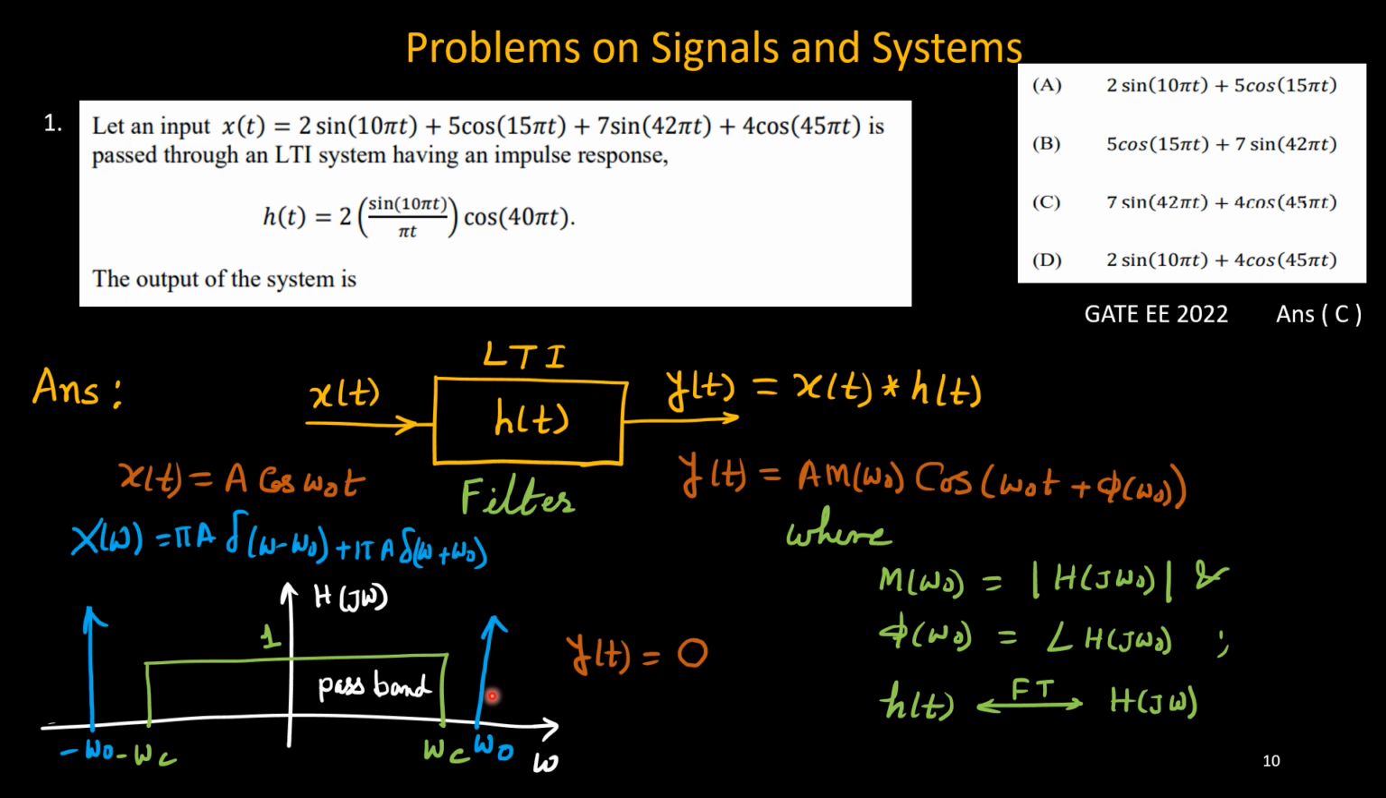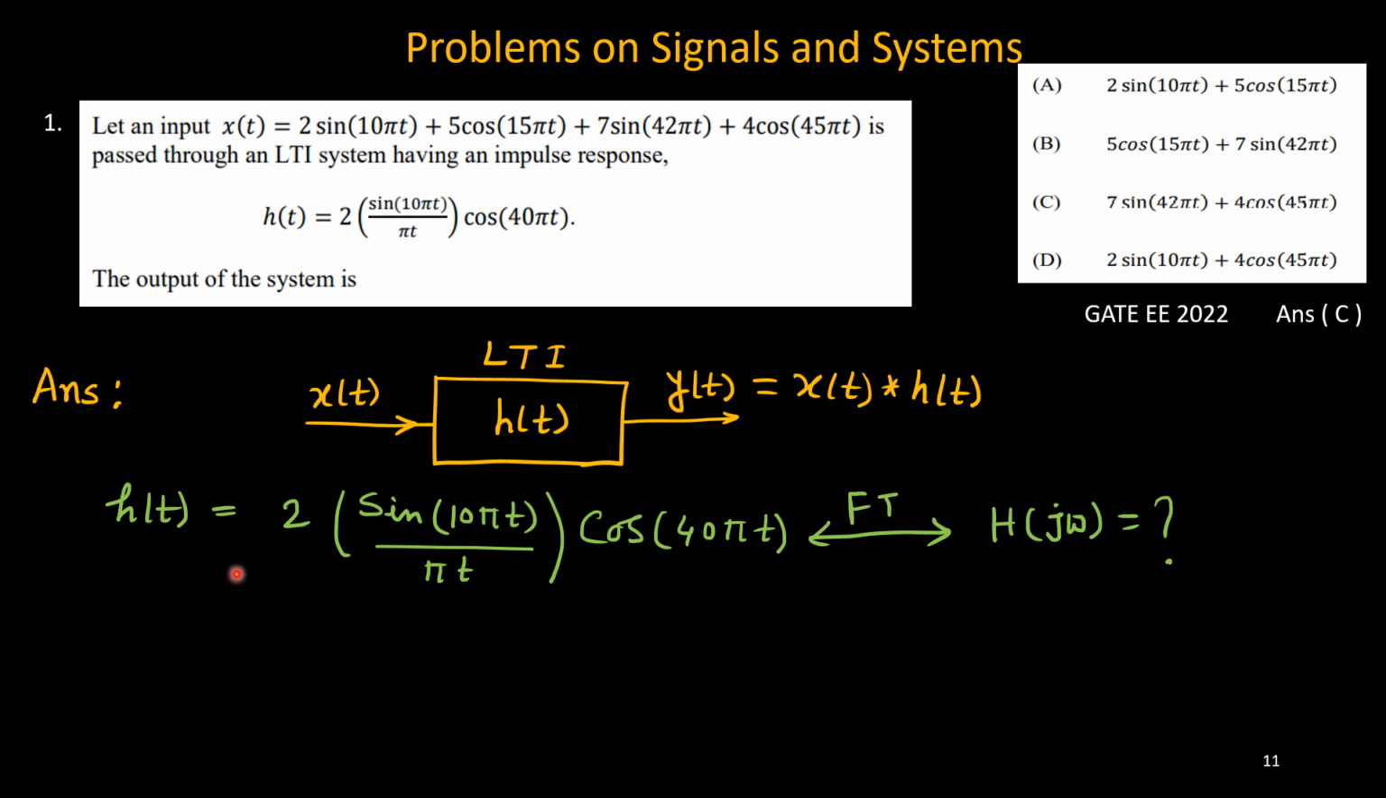We want to use this concept to solve this problem. It's a really interesting problem. We need to understand it in a better way. So here the main task is first to find out this H of j omega for this h(t). Once we can find H of j omega, then we can understand whether these frequencies, 10 pi, 15 pi, 42 pi, 45 pi, are within the pass band or not. If it is within the pass band, that signal will be available at the output end. If it is not within the pass band, it is not available at the output end. So let us find out H of j omega.